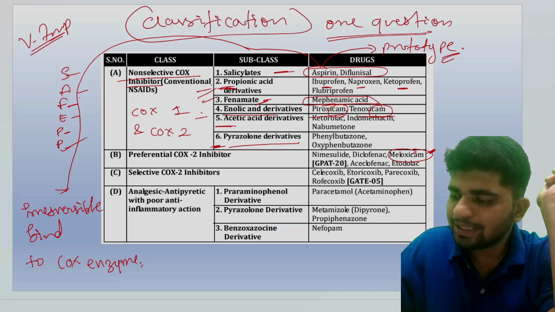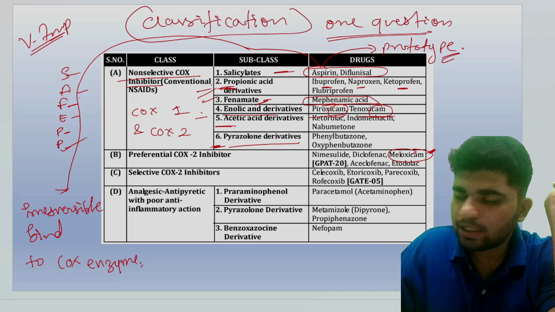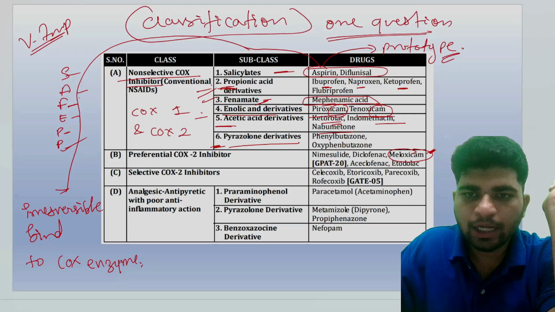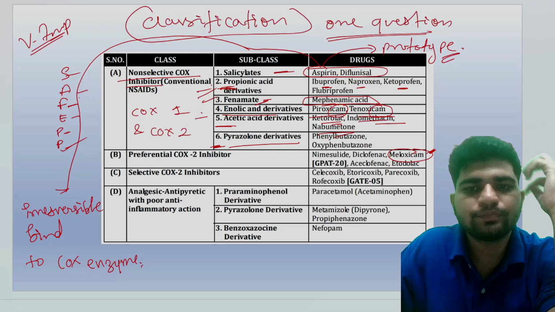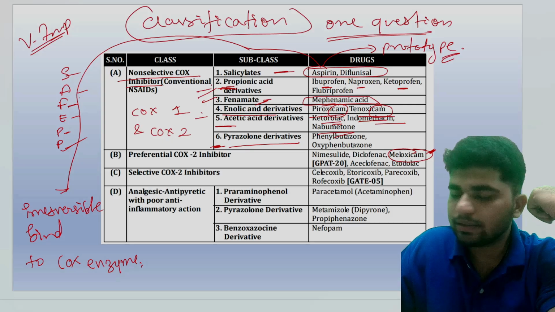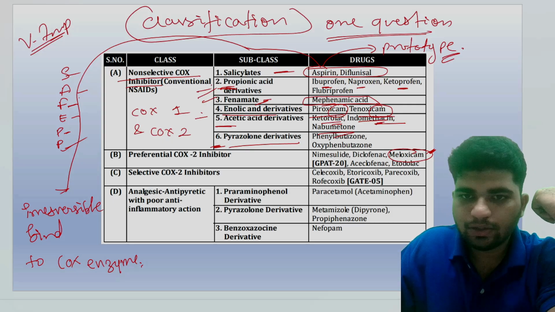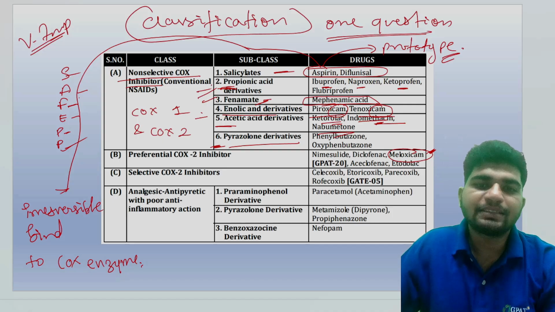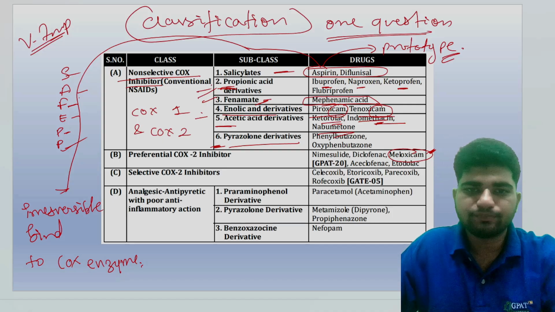All right. Acetic acid derivative. Acetic acid. Ketorolac, indomethacin, nabumetone. All right. Acetic acid derivative, ketorolac, AC. Ketorolac, indomethacin, AC over here. Nabumetone. These are the drugs which are considered to be the acetic acid derivatives.